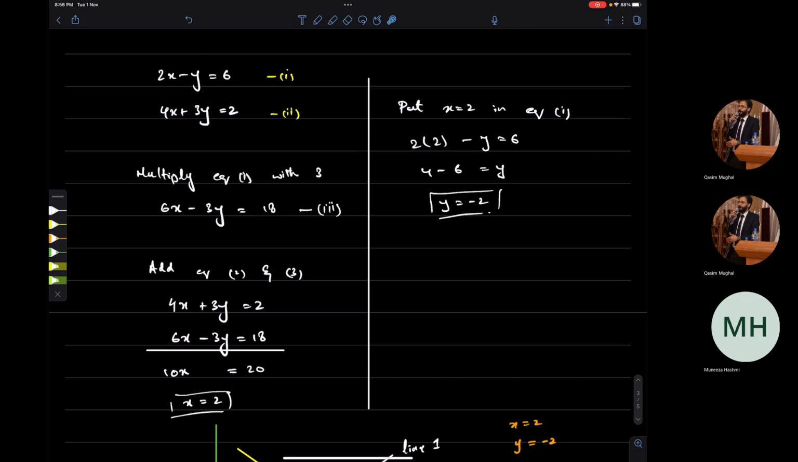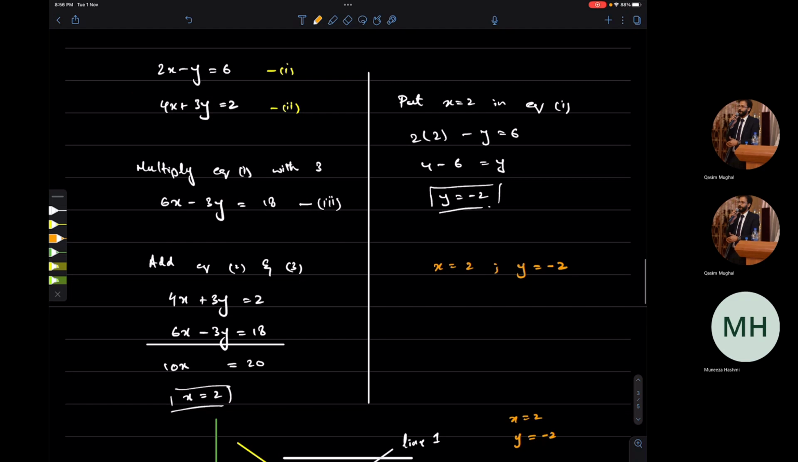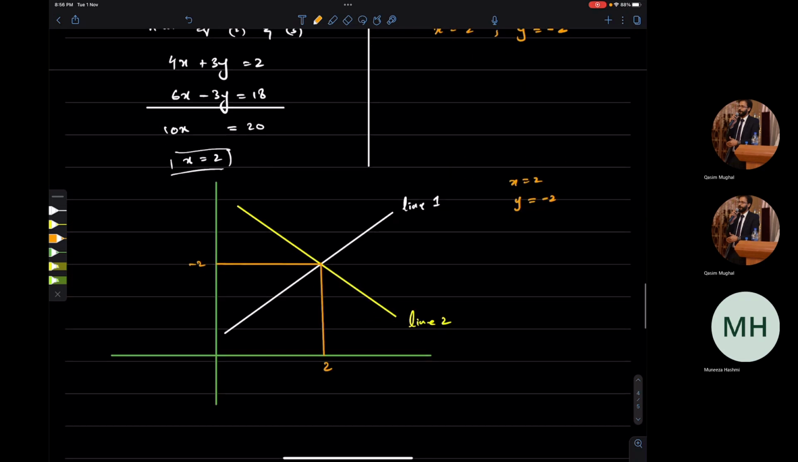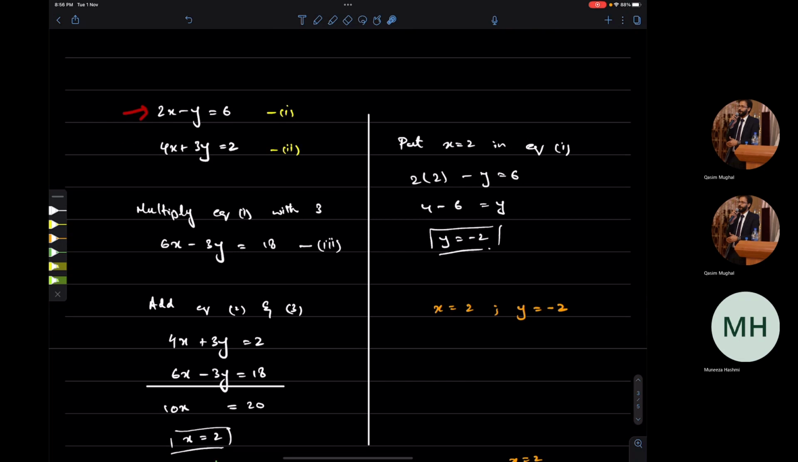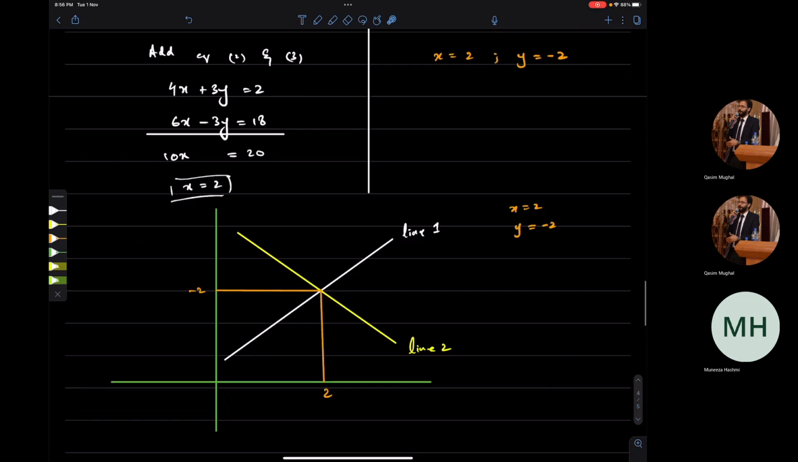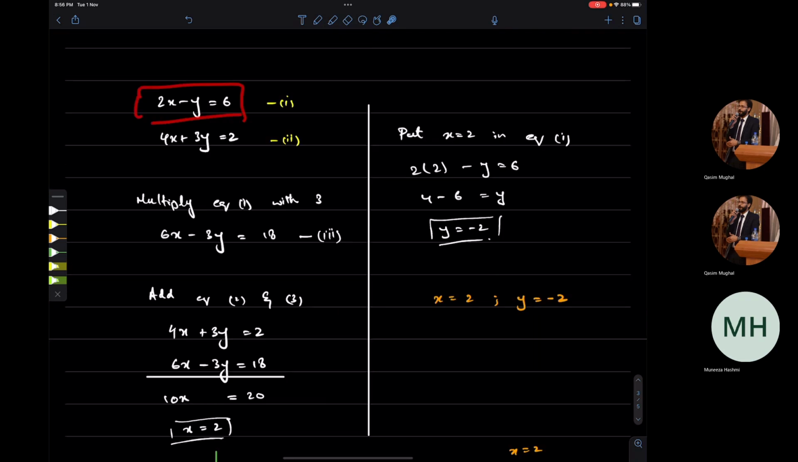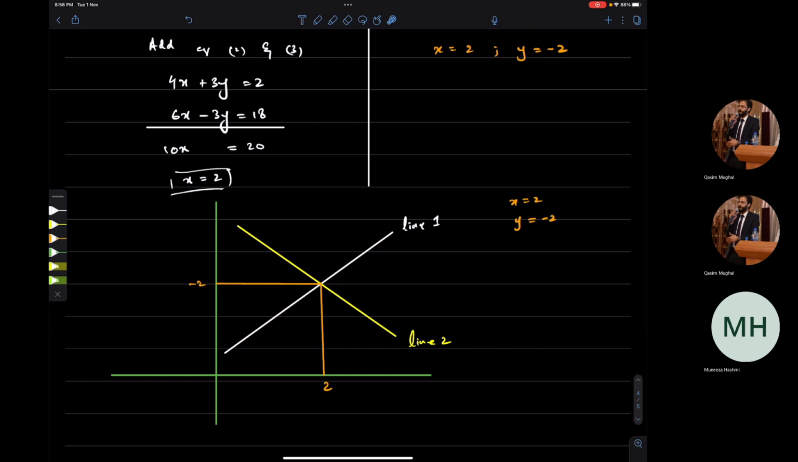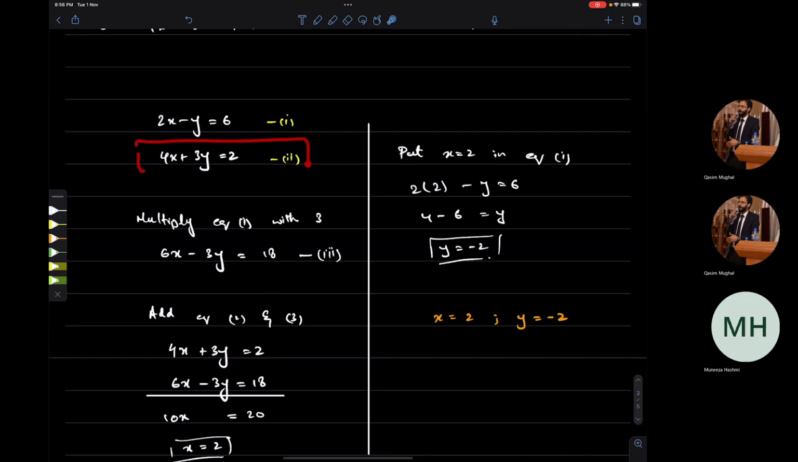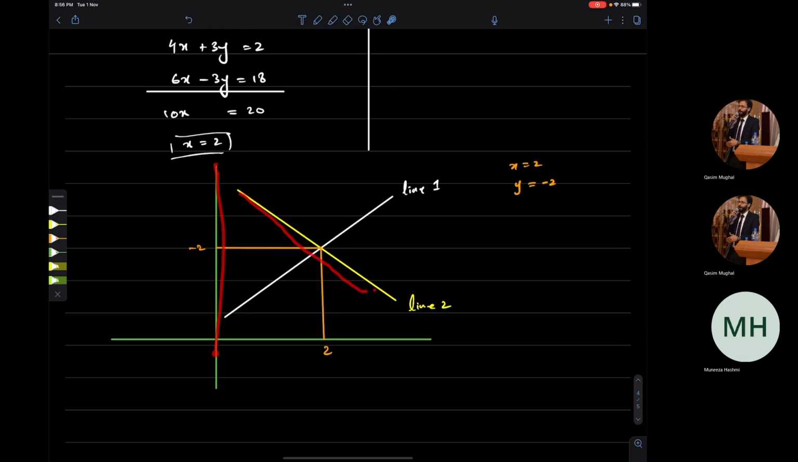Now this is the solution of this pair of simultaneous equations, where x equals 2 and y equals negative 2. Now what does it mean? What is the graphical meaning when you draw? Both of these are linear equations, so both of them are going to give you a straight line. When you draw the graph, as you can see here, line 1 is for equation 1, just a rough line I'm drawing, not the accurate one. And line 2 is the line for equation 2. This one is the y-axis and this one is the x-axis.